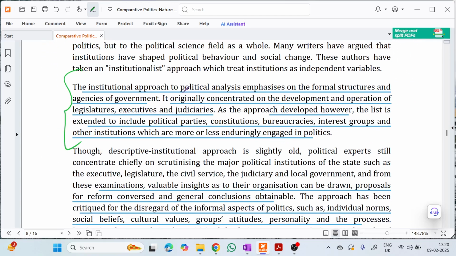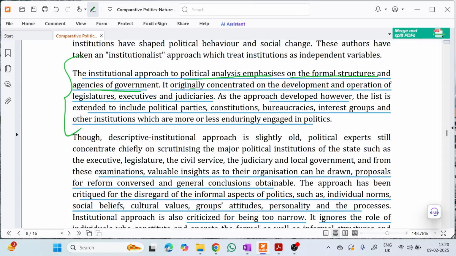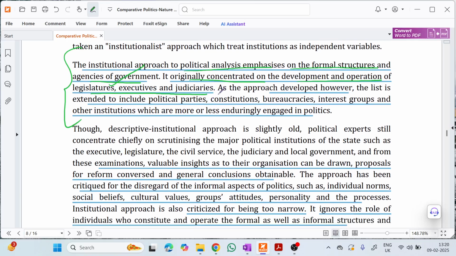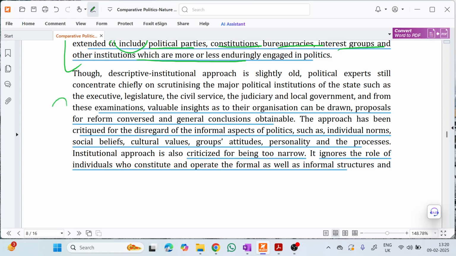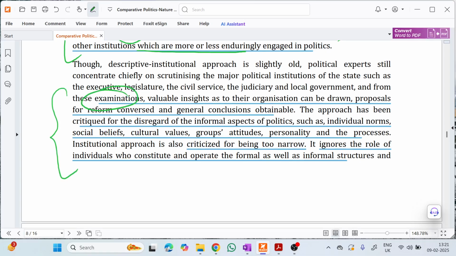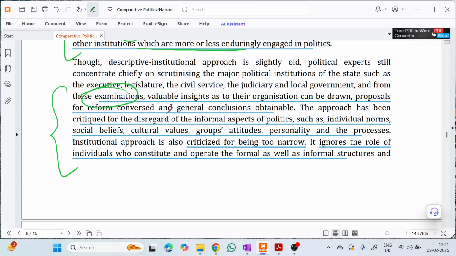So the institutional approach to political analysis emphasizes the formal structure and agencies of government. It originally concentrated on the development and operation of the legislature, executive, and judiciary, the three primary branches of government. But later on, it included other political organs such as political parties, constitutions, bureaucracies, interest groups, and other institutions. The examination of institutions provides valuable insight, as the organization can be drawn out, and proposals for reform can also be taken into account.